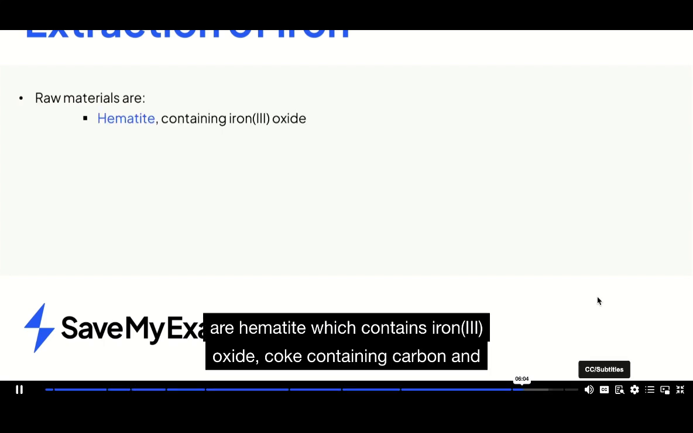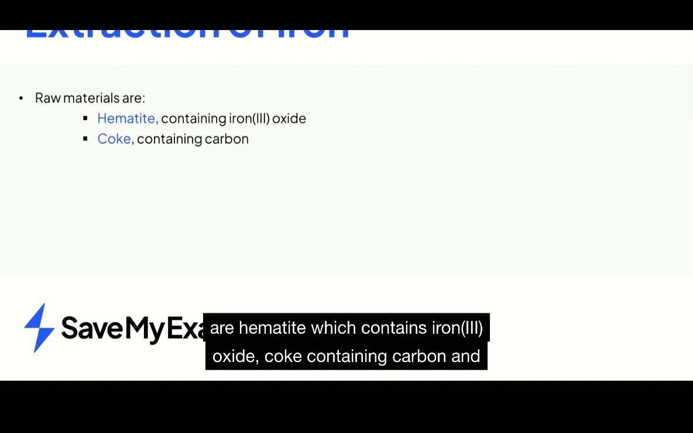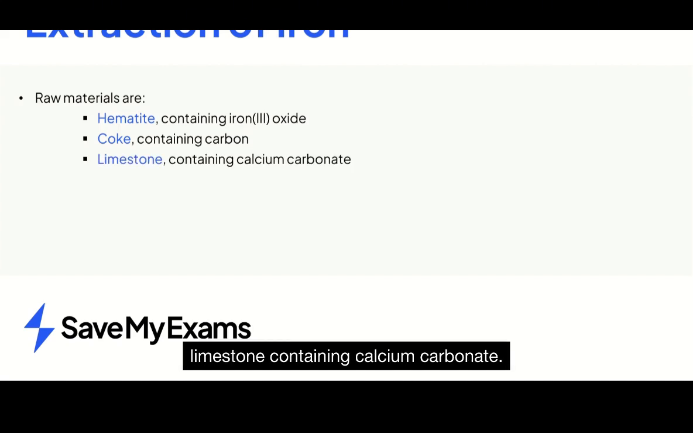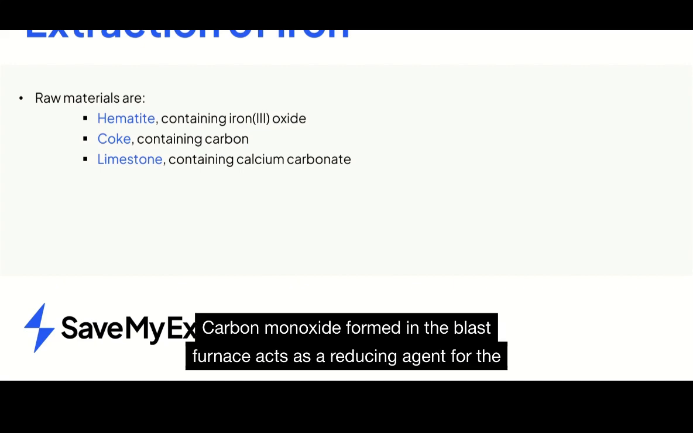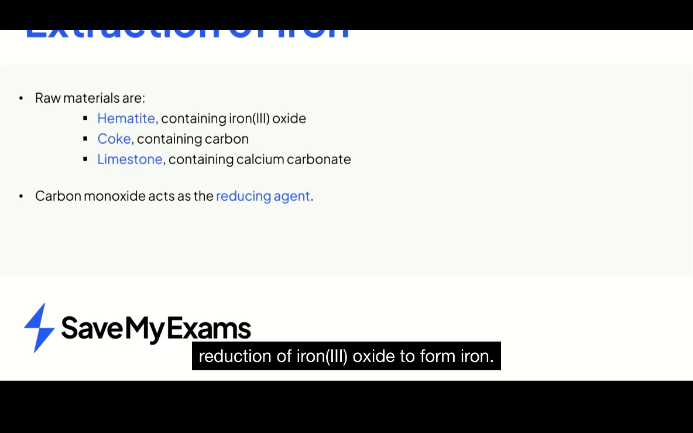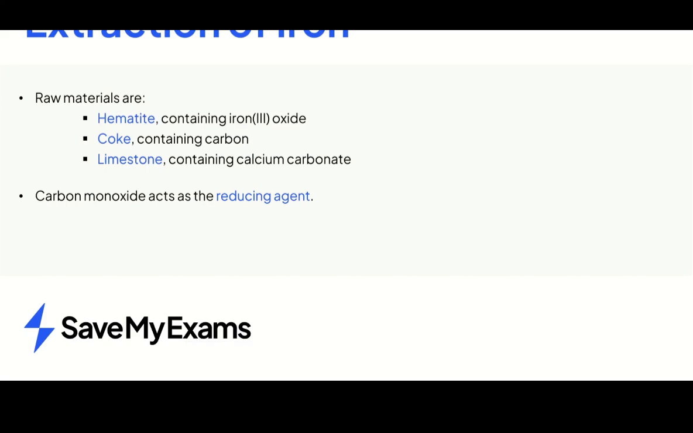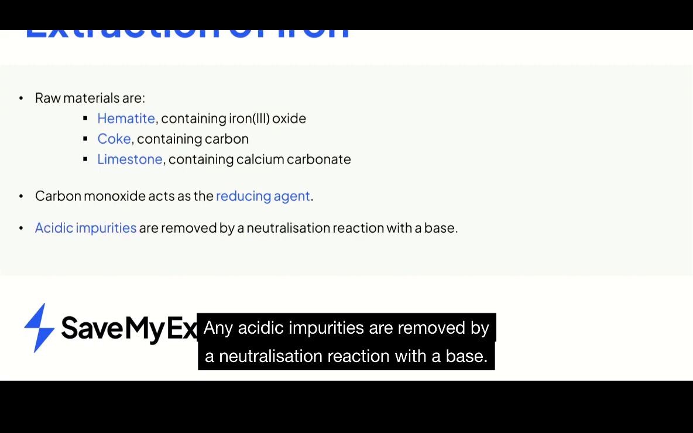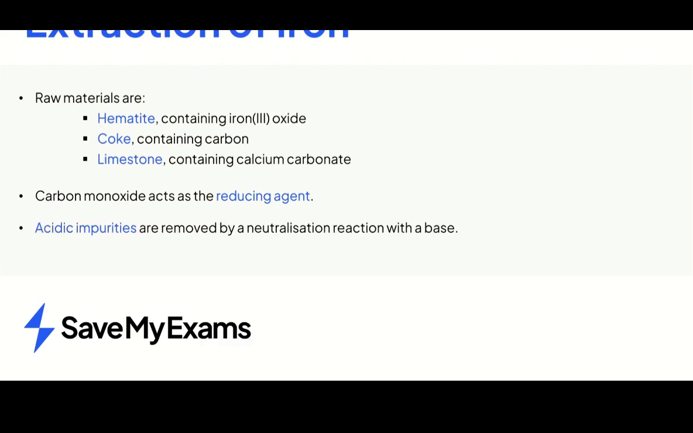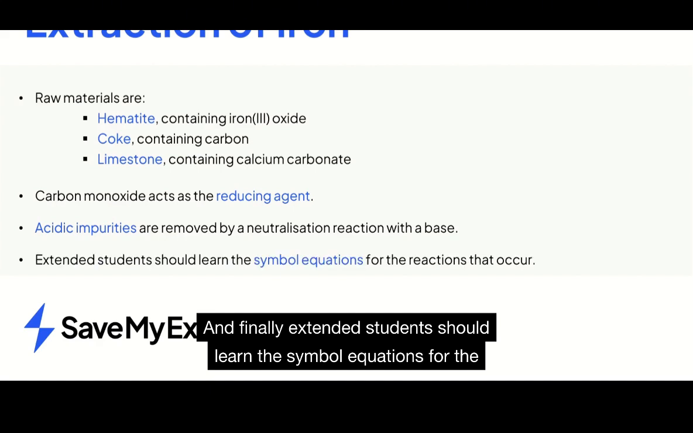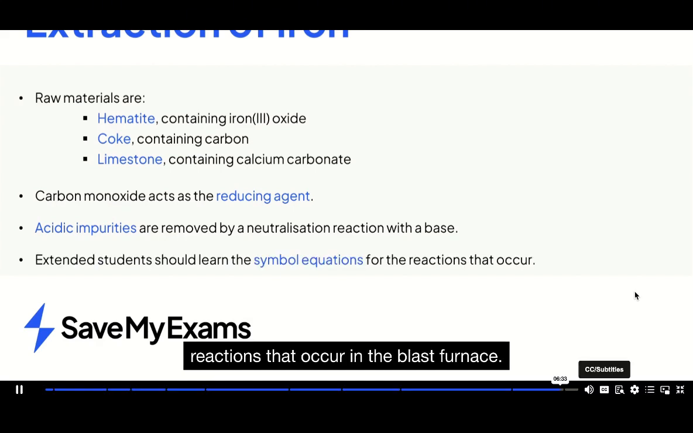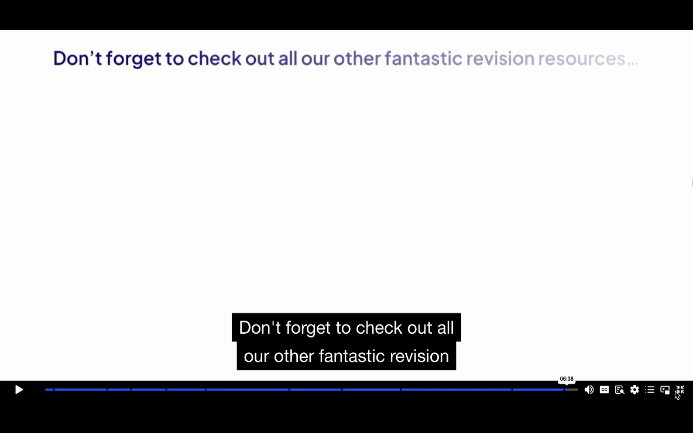In summary, you need to know that the raw materials for the blast furnace are hematite, which contains iron 3 oxide, coke containing carbon, and limestone containing calcium carbonate. Carbon monoxide formed in the blast furnace acts as a reducing agent for the reduction of iron 3 oxide to form iron. Any acidic impurities are removed by a neutralization reaction with a base. And finally, extended students should learn the symbol equations for the reactions that occur in the blast furnace. Don't forget to check.